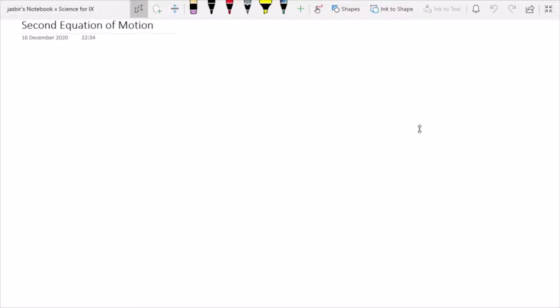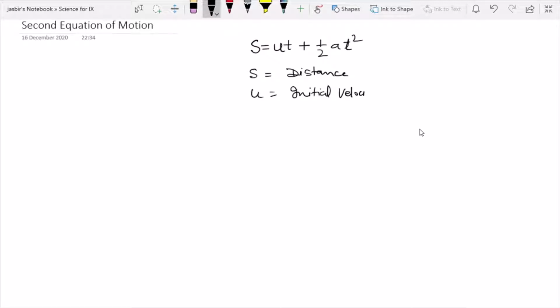Today we will derive the second equation of motion. The second equation of motion is S is equal to ut plus half at square, where S is equal to distance traveled by the object in time t, u is initial velocity, t is time, and a is acceleration.